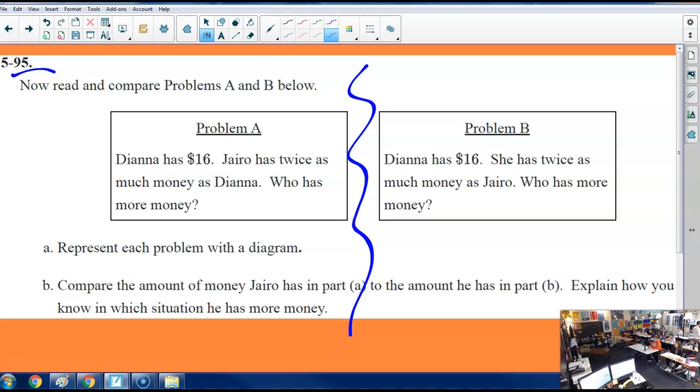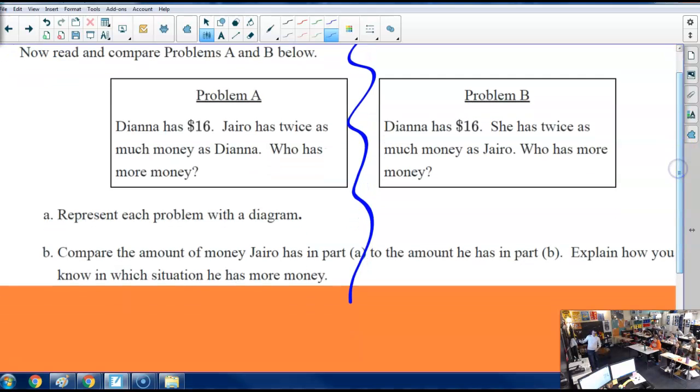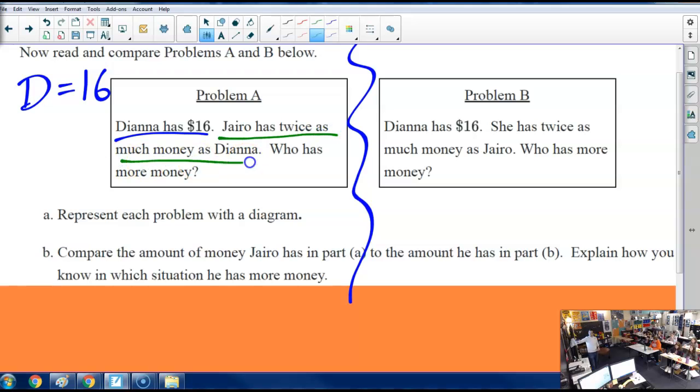It's still Friday's lesson, so it's still relationship between quantities. All right, time for some random cards. For problem A, tell me what you wrote, Lily. Okay, we have D equals 16. Did we write anything else? You're right. Yeah, times 2.